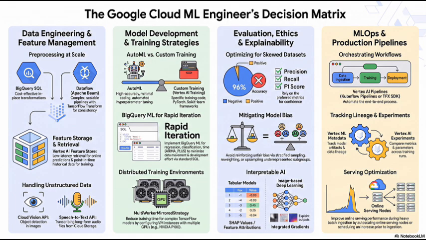ML Metadata functions as the immutable ledger, the unalterable flight recorder for your entire machine learning factory. Every time a dataset is ingested, every time a pre-processing script executes, every time a hyperparameter is tweaked, and every time a model artifact is compiled, the ML Metadata service automatically captures the exact event. It logs everything. It records the timestamp, the identity of the engineer, the precise git commit hash of the code used, and the cloud storage URI of the exact dataset snapshot. It creates a permanent cryptographic chain of custody for the model.